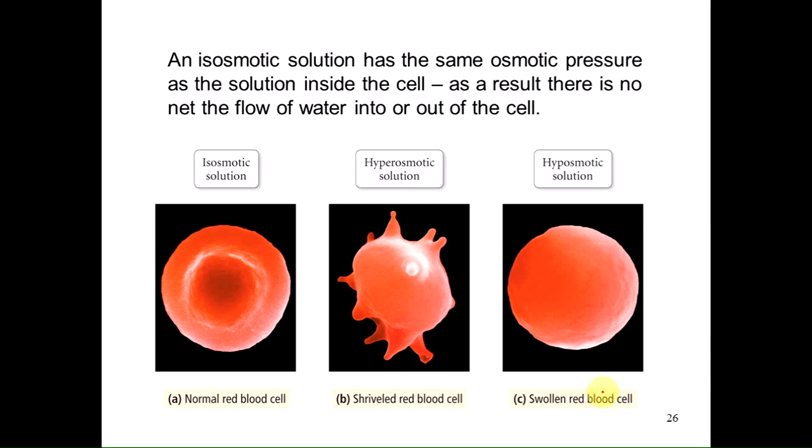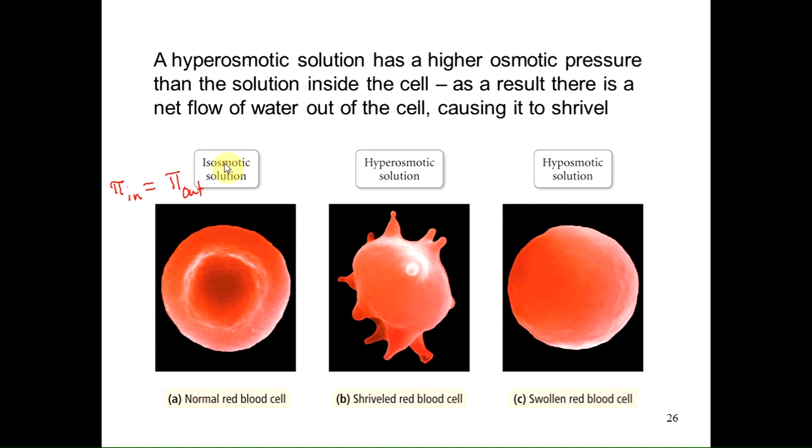An isoosmotic solution has the same osmotic pressure as the solution inside the cell as on the outside. So if you've got the same osmotic pressure inside and outside, you're not going to have any net movement of fluid in and out. So you're going to have that nice maintained shape. So in this case, the osmotic pressure inside is going to be the same as the osmotic pressure on the outside of it.